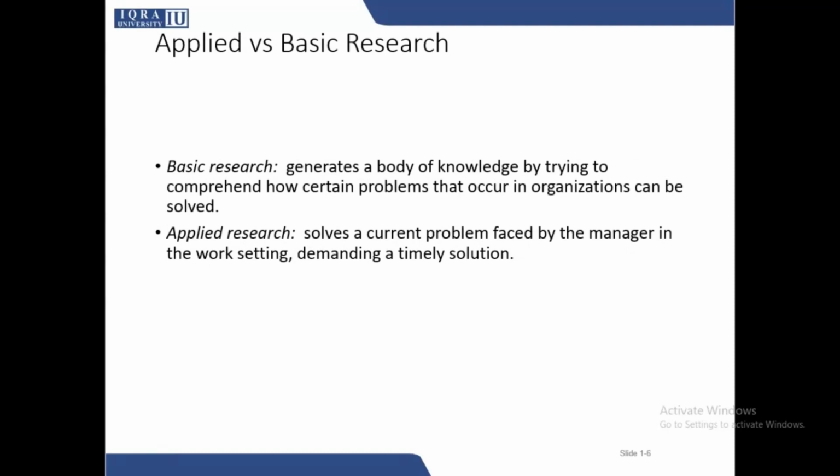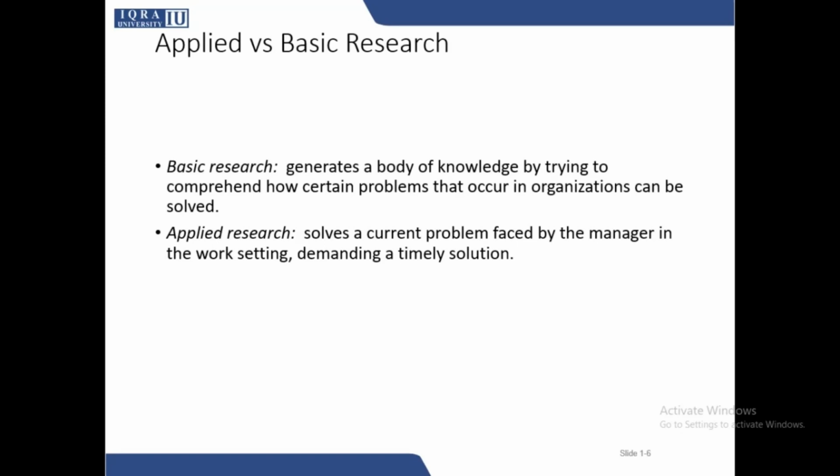Now, two types of research: applied research and basic research. So, let's see what basic research is. It generates a body of knowledge by trying to comprehend how certain problems that occur in organizations can be solved, while applied research solves the current problem faced by the managers in the work setting, demanding a timely solution. So, there is a basic difference between these two types. Basic research we do for the purpose of getting new knowledge, enhancing our knowledge, and for long-term improvement in different industries and organizations.